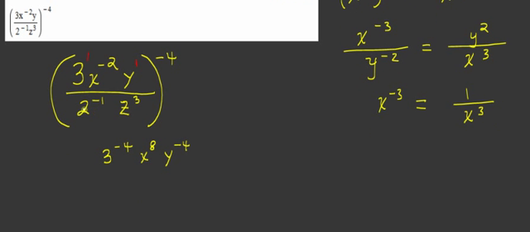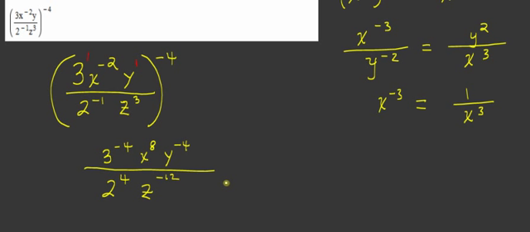Alright, now we take the denominator. 2 to the negative 1 power to the negative 4 power. Well, multiply the exponents again. Negative 1 times negative 4 is going to give us 2 to the positive 4. Z to the 3rd power raised to the negative 4. So 3 times negative 4 gives us negative 12.